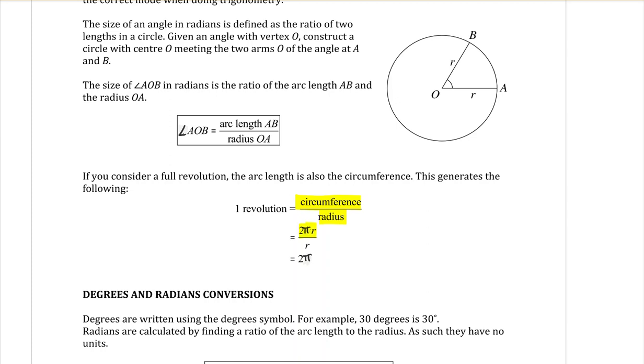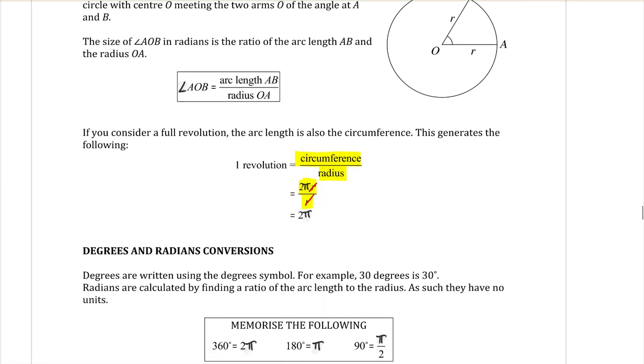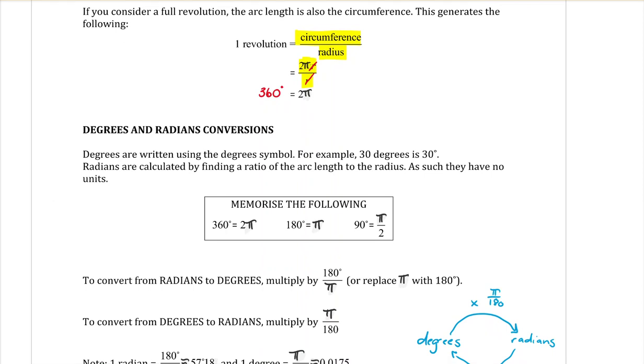Circumference is 2 pi r, the radius is r. The r's will cancel out, and that means that a revolution is equal to 2 pi. A revolution is 2 pi radians. A revolution is 360 degrees, so we have 360 degrees is equal to 2 pi in radians. Now that's just a little bit of where it comes from. We just need to be able to use that.